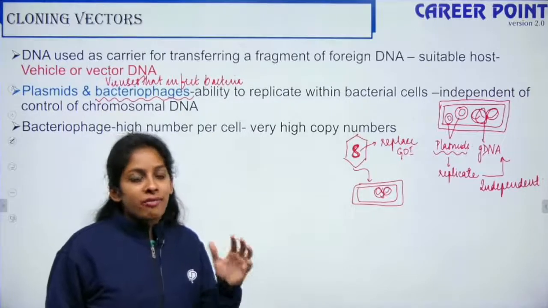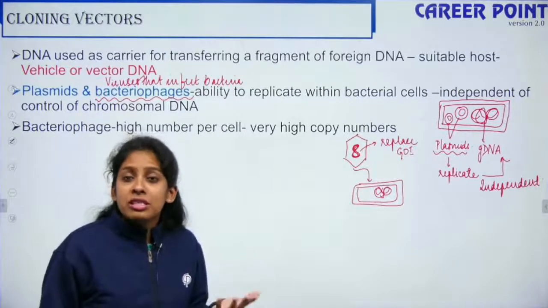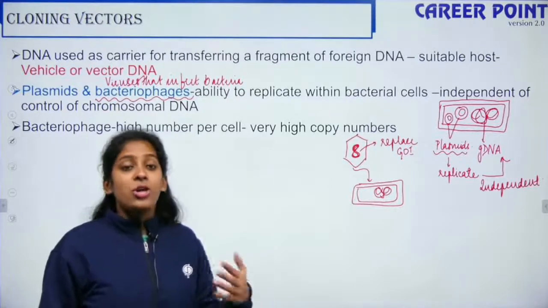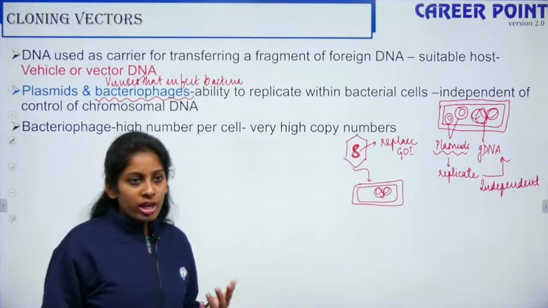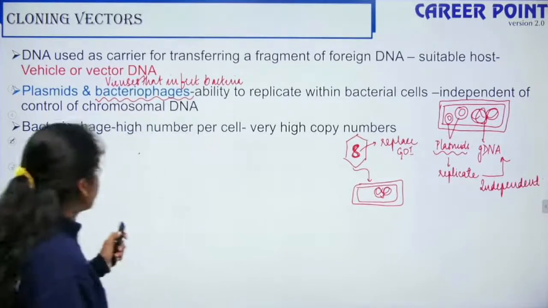So for example, if I allow one particular division of a bacteria, and if it gives me in one division 30 copies of the plasmid, that is my copy number that I am talking about. How many copies it can replicate and produce, alright?